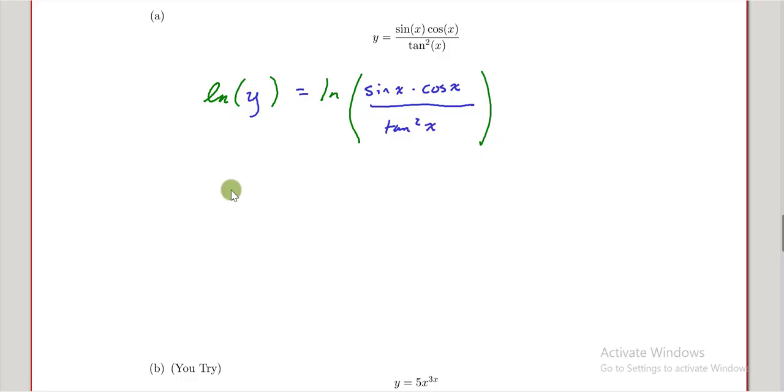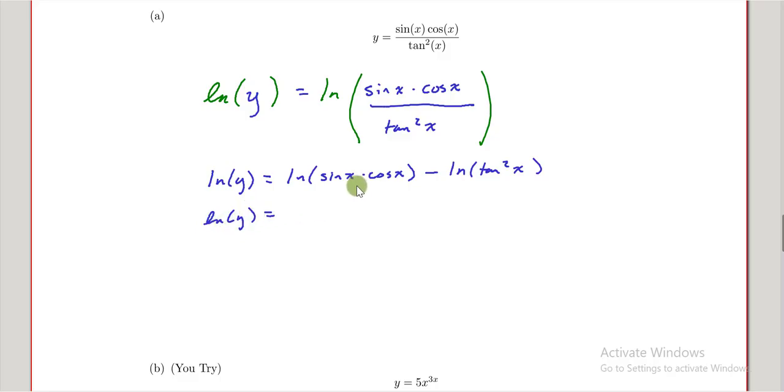And on the left-hand side, there's not much to clean up, but on the right-hand side, I now get to use all of the properties of logarithms. Put that in a different color. So on the right-hand side, I get to use all of the properties of logarithms. The big picture is I see a quotient of expressions. So I'm going to write this as the natural log of the sine of x times the cosine of x minus the natural log of the tangent squared of x. That gives me the natural log of y is equal to, and then look what we have here.